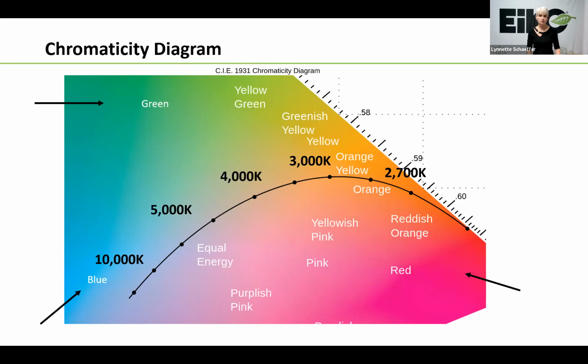Now this black line that you see in the middle is called the black body locus, or black body curve. And that is where forms of white light fall. This is also where color temperature, or CCT, correlated color temperature, comes into play. All light sources have a CCT.